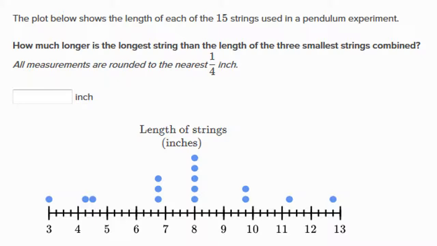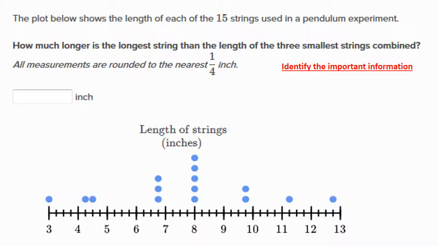Let's look at another one. The plot below shows the length of each of the 15 strings used in the pendulum experiment. How much longer is the longest string than the length of the 3 smallest strings combined? And in this one, the measurements are rounded to the nearest 1/4 inch. Now, if it didn't tell you that, you could look and see how many divisions were between each inch. On this one, you can see it's segmented into 4, so we know each one would be 1/4.